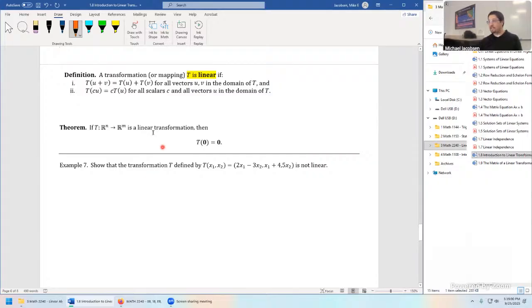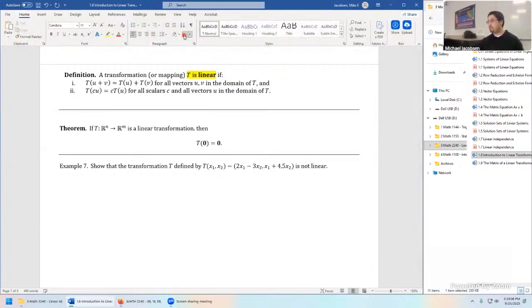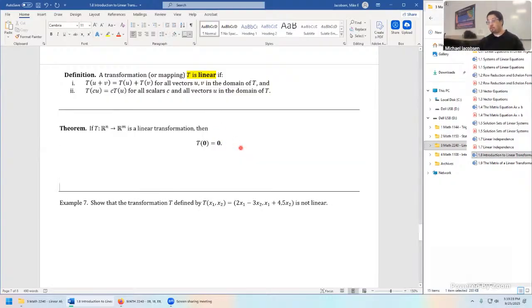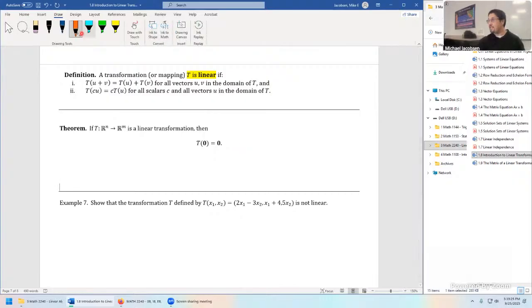The reason example 7 is a nice one is there's a nice theorem that you can use. It turns out if you have an honest to goodness linear transformation, linear transformations preserve the zero vector. The zero vector in the domain space will always map to the zero vector in the codomain space. So that's a really nice formula right there.